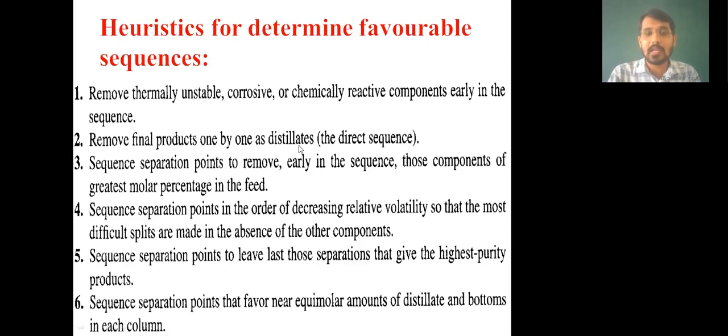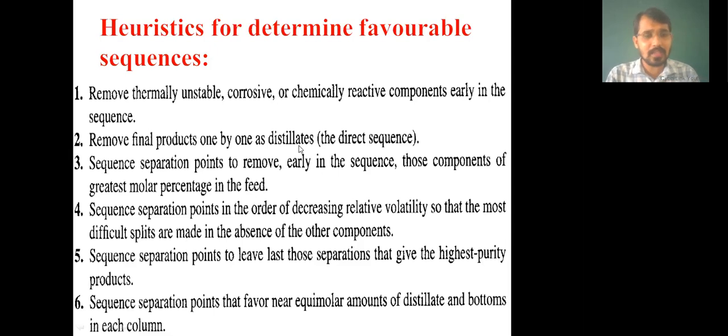For example, there are 5 components and we want to separate those 5 components. So N-1 distillation columns will be required. For a 5 component system, 5-1, that is 4 distillation columns will be required. Here we are removing products one by one, from the 4 distillation columns, all as a distillate. This sequence is known as the direct sequence.